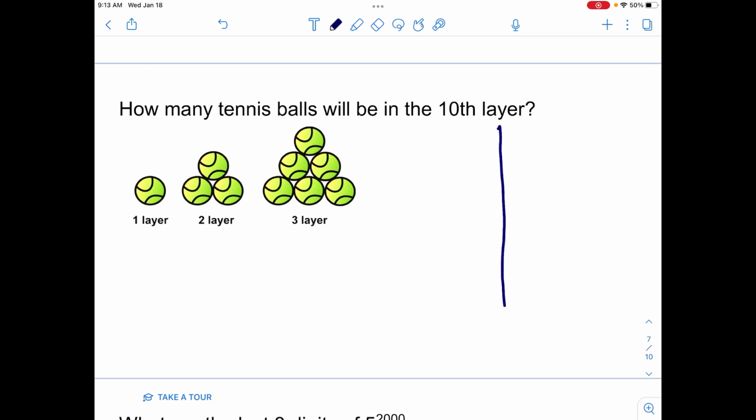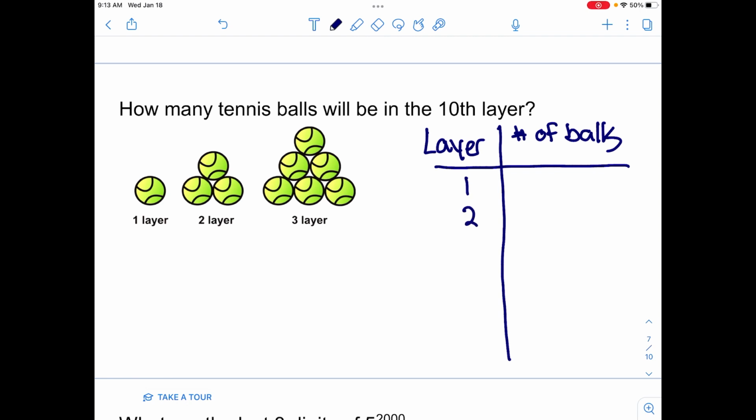So a good first step in finding a pattern is to draw a T-chart. I'm going to label one side layer, and the other side is going to be the number of balls in that layer. So we can see from our diagram that our first three layers are drawn for us, and they have 1, 3, and 6 tennis balls respectively. And we could look at this and start seeing a pattern right off the bat. We could say, okay, it's going up by 2, then it's going up by 3.